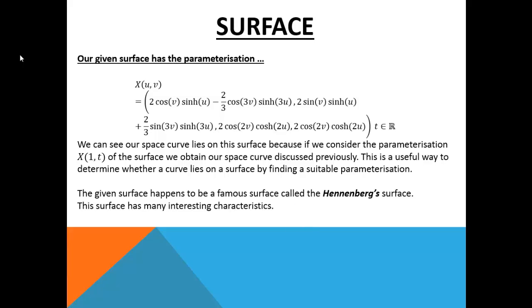Let's now look at surfaces. The parameterization of a surface is given by x of u, v. In fact, our space curve lies on the surface. By simply substituting u equals 1 and v equals t into the parameterization of the surface, we get our space curve equation. This surface is actually very important. It's a Henneberg surface.